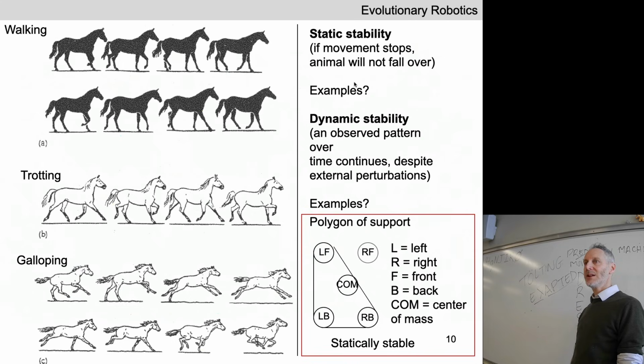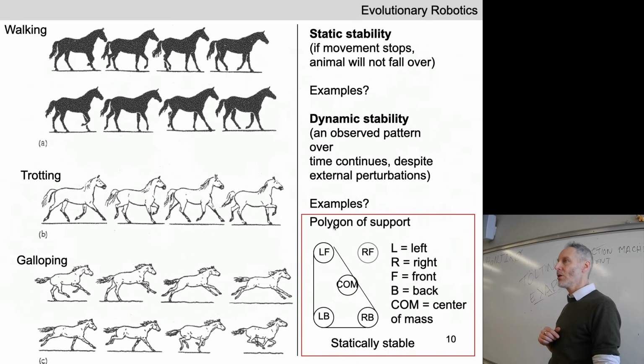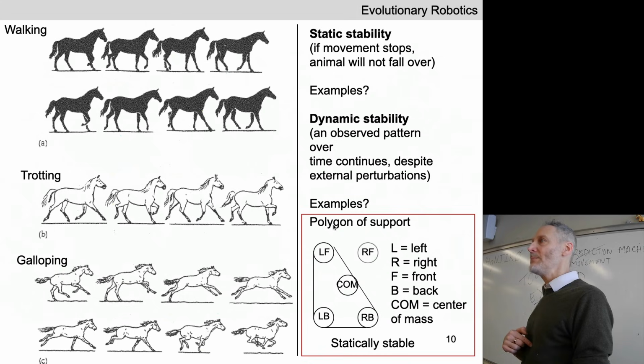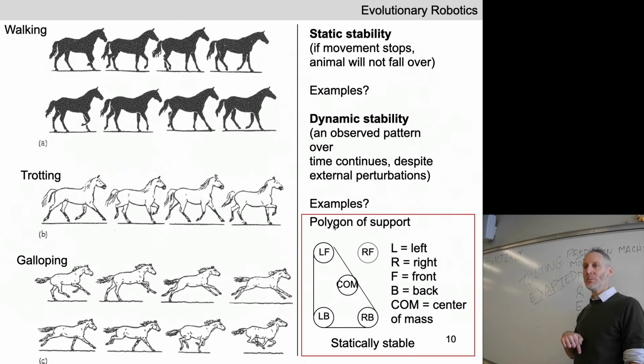Statically or dynamically stable. You're statically stable as long as you're moving slowly. If you're moving quickly and your center of mass is entering the polygon of support and is about to leave again, maybe not. But generally speaking, walking for us is quite stable because we're always keeping our center of mass between our polygon of support.